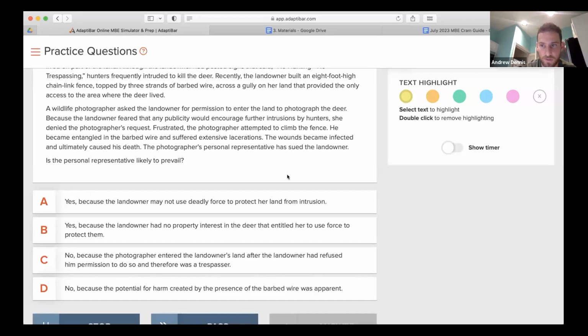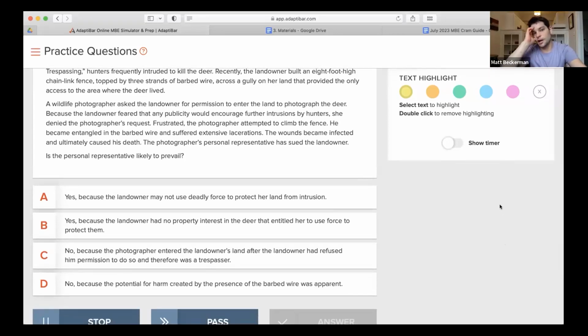What do we think here? Kind of a mix. This is a tough question. The wildlife photographer is a trespasser. The question is just, what duties do you owe to trespassers? And there is one duty in particular. We got a lot of participation, but we have variance. Anyone feel strongly about their answer?